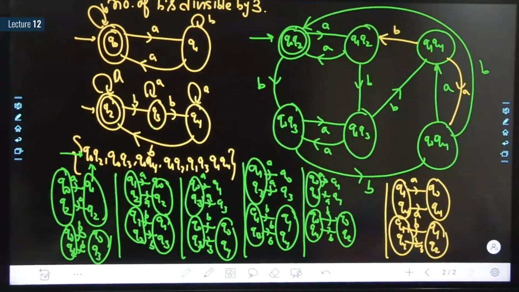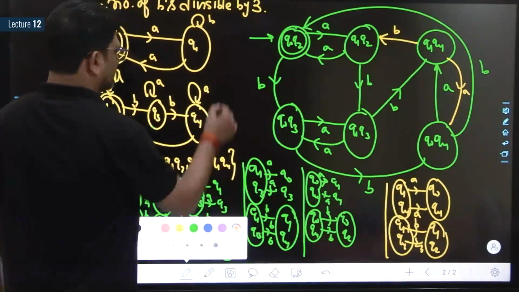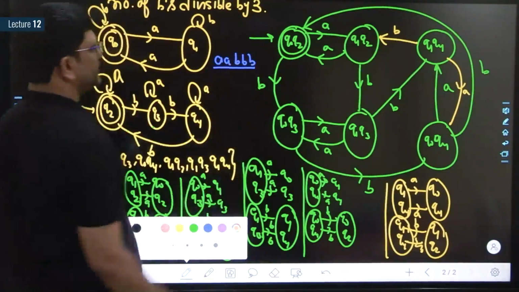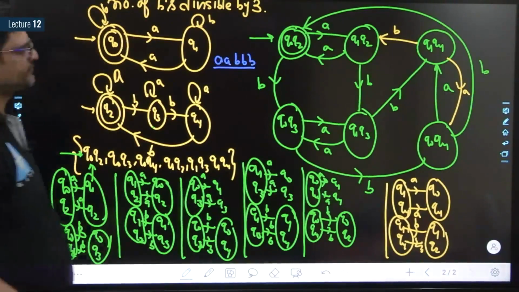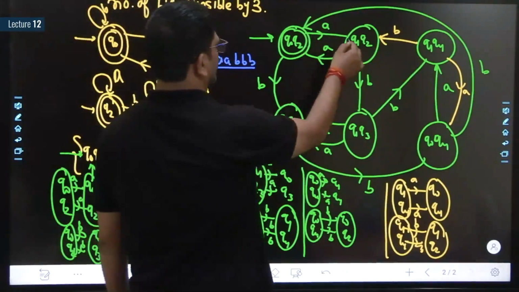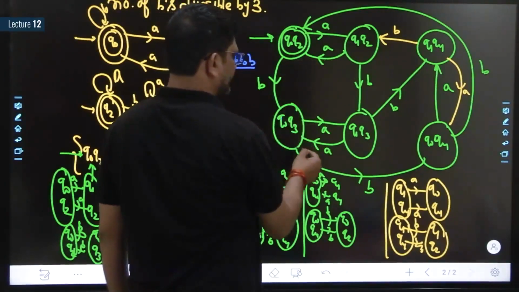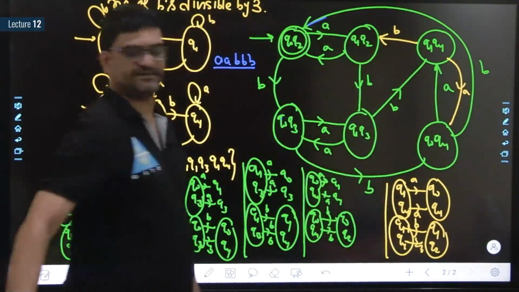Sorry. Check whether this is correct or not. Take one string: A, triple B. Number of A's divisible by 2 and number of B's divisible by 3. Okay. A, B, B, B. Accepted. Clear?